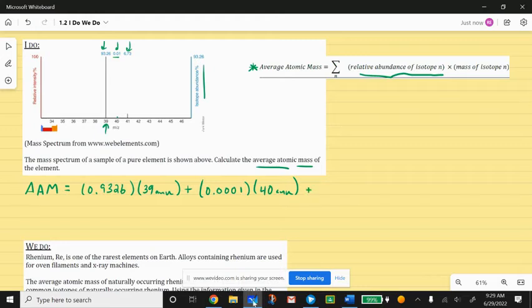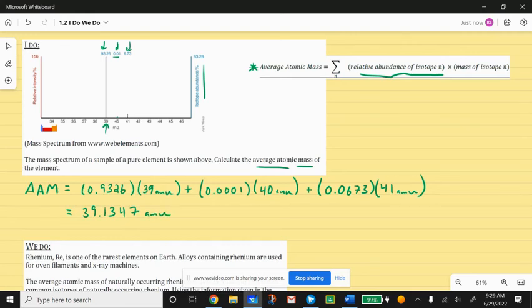And then our third isotope we see here is about 6.73% of 41. So that's going to be 0.0673 times 41 AMU. When we calculate that out, we get approximately 39.1347 AMU.